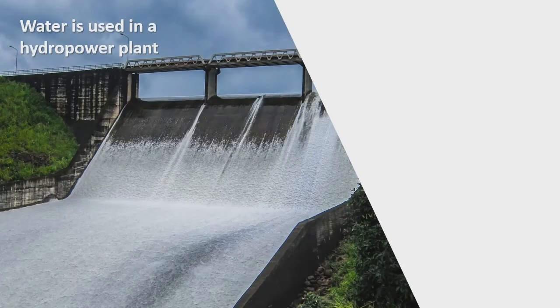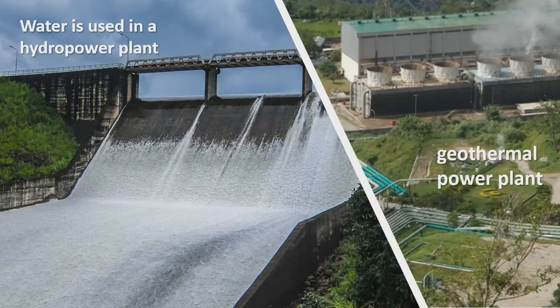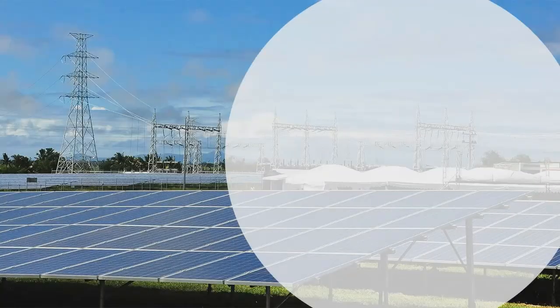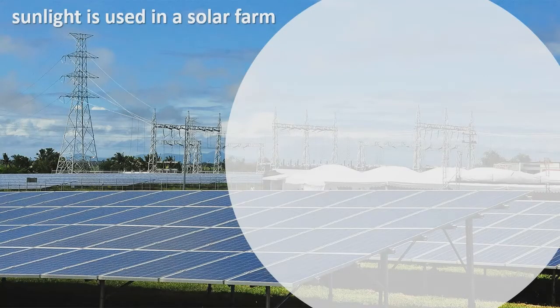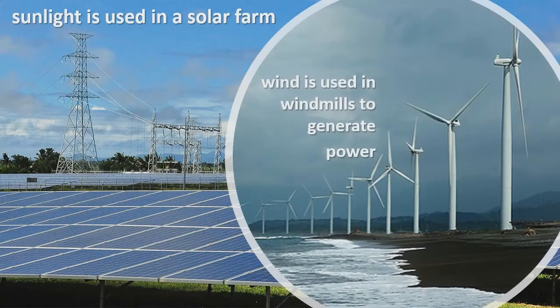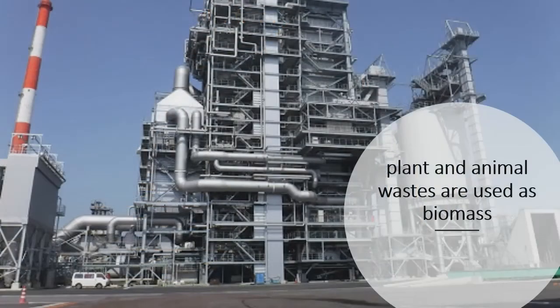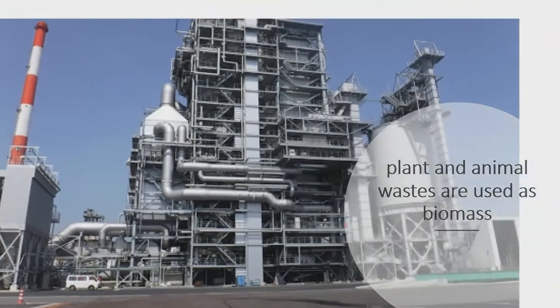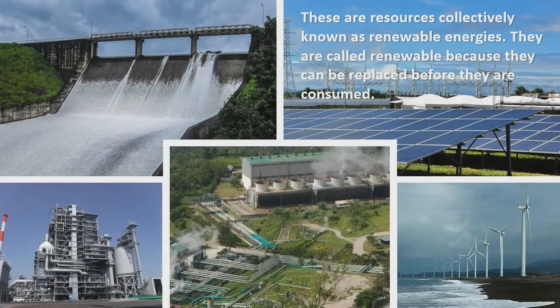Water is used in a hydropower plant. In the Earth's interior, heat is used in a geothermal power plant. Sunlight is used in a solar farm. Wind is used in windmills to generate power. Plant and animal wastes are used as biomass. These are resources collectively known as renewable energies. They are called renewable energies because they can be replaced before they are consumed.